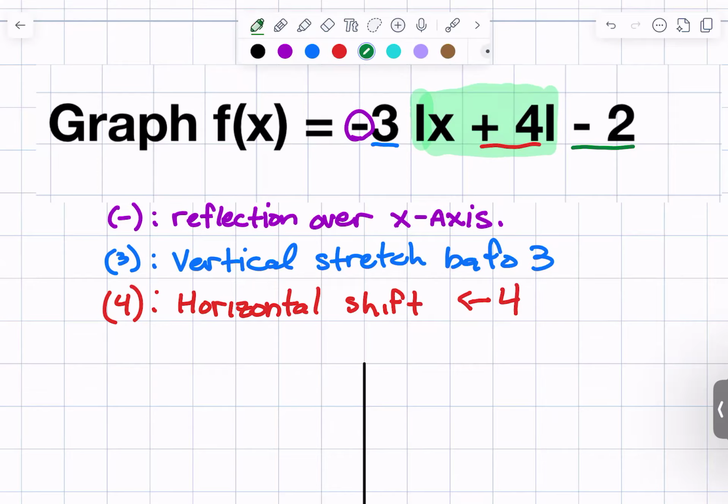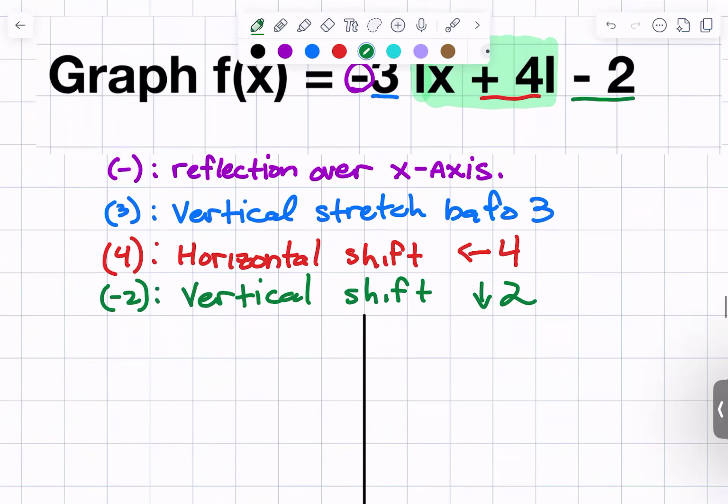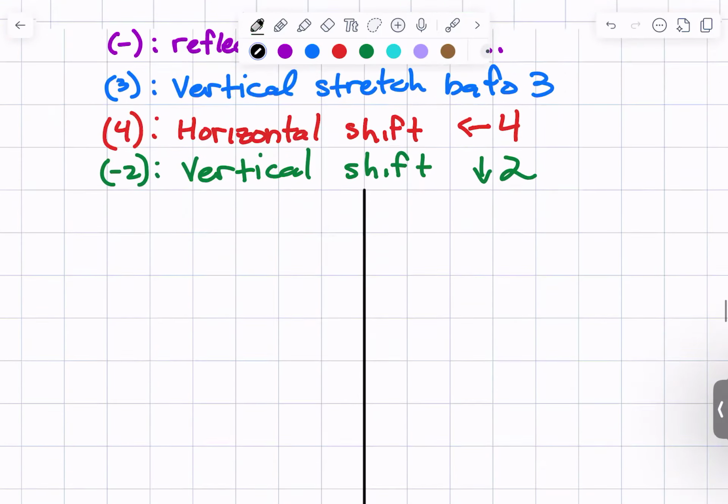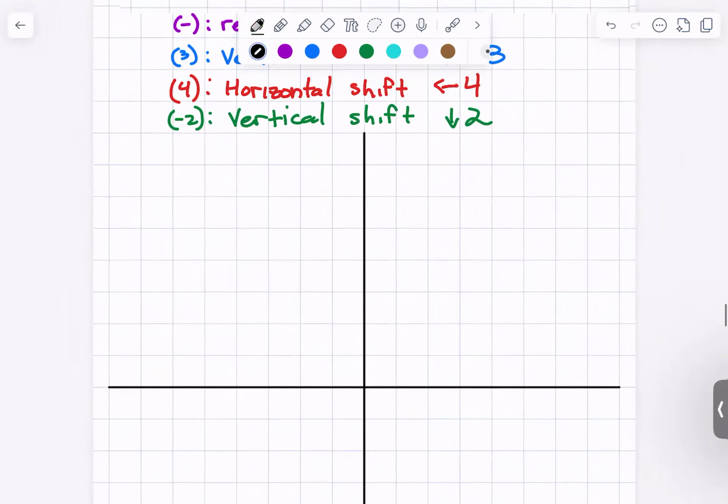But opposite our gut is left 4. And then the -2 is on the outside, so it's vertical. Shift. Down 2. And since it's vertical, we go with our gut, right? So if it's -2, it's going to be down 2. Okay? So those are my transformations. And here, I'm just going to graph it.